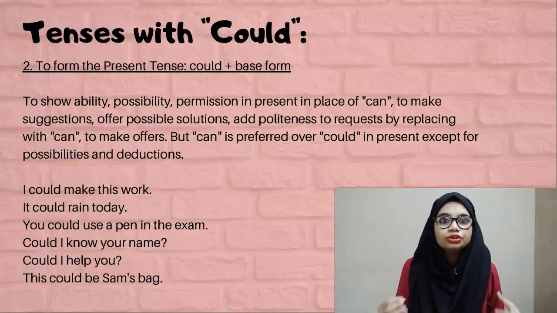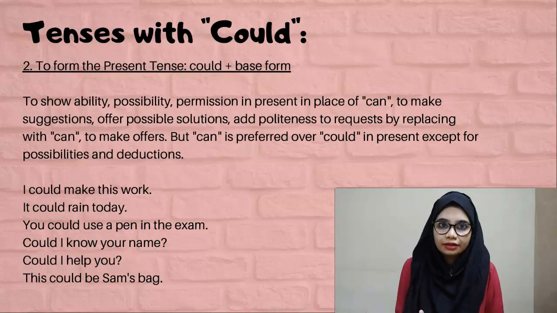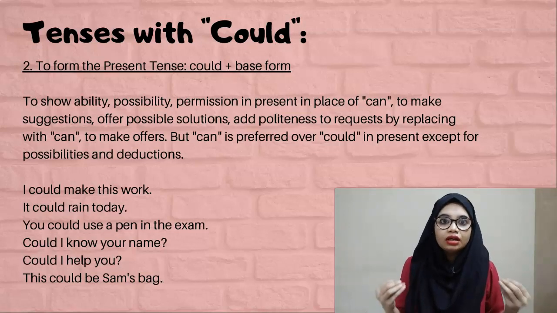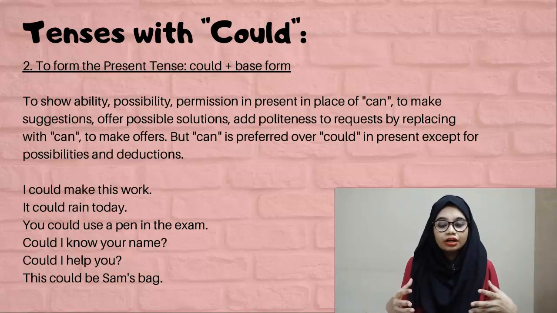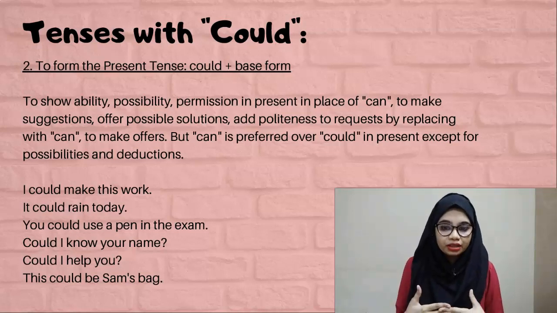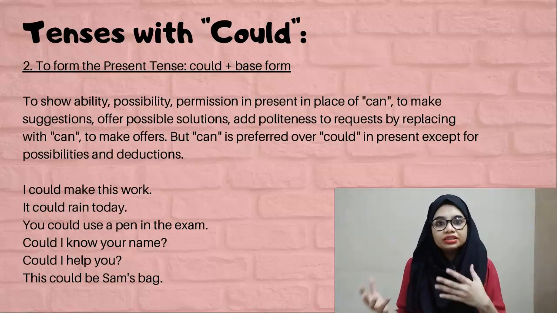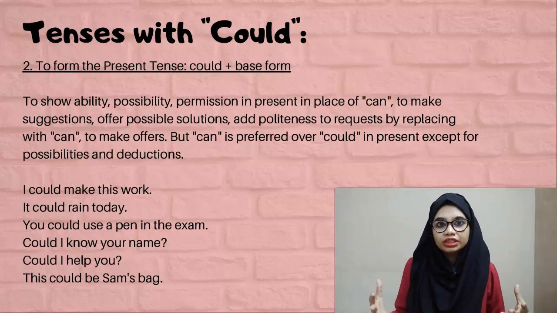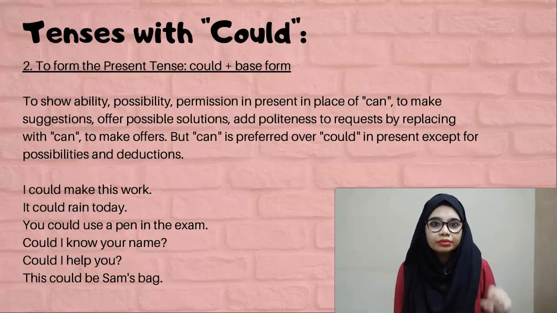So when it comes to the present tense, could is not as commonly used as can, especially when you talk about abilities. But if you're talking about possibilities, or if you're trying to make a deduction, if you're trying to be more polite while making a request, so while asking for some permission, or if you're trying to offer possible solutions, in such cases could is preferred. But when you're primarily talking about possibility, or even about ability, mainly for ability, you use can.